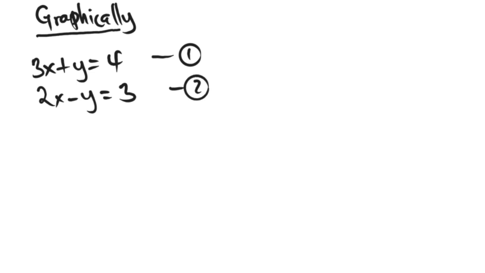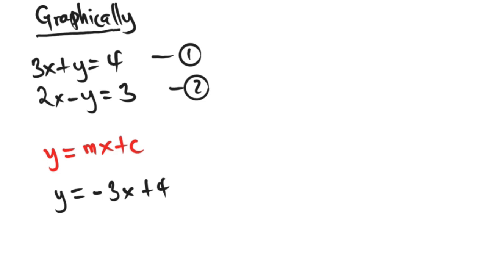Alright, we can write this as the equation of a line. So the first equation can be written as y equals, remember we are writing it as y equals mx plus c. So that should give us y is equal to minus 3x plus 4. And then the other one also becomes y is equal to 2x minus 3. Alright, so what do we need? We need the y-intercept. So this is still equation 1, this is still equation 2.